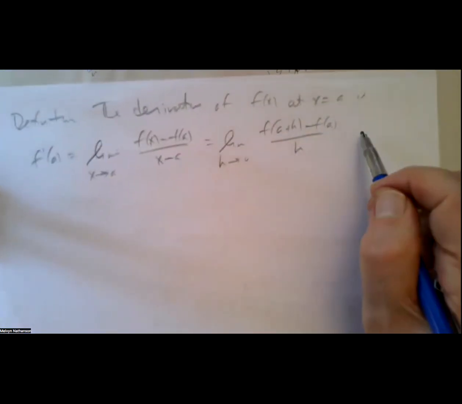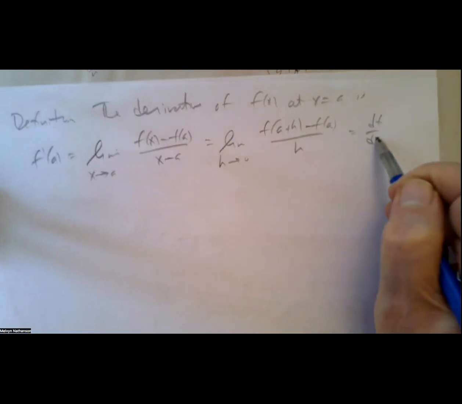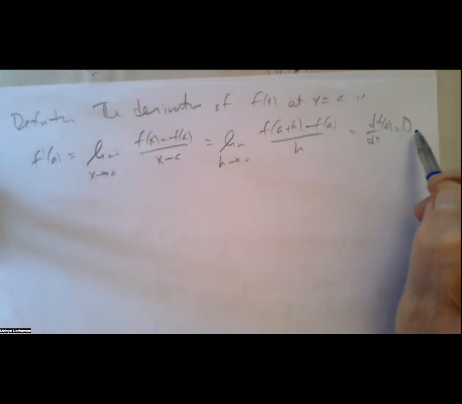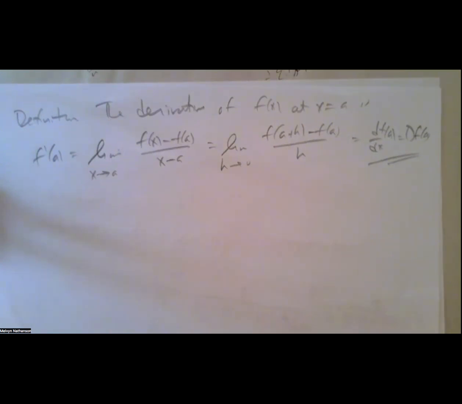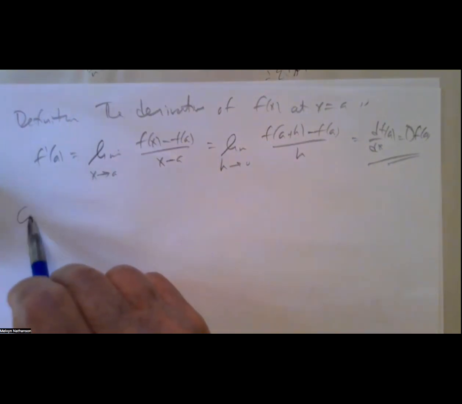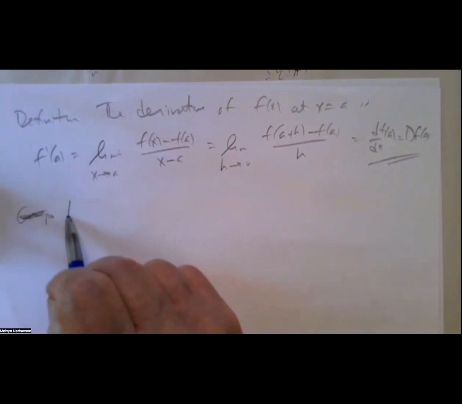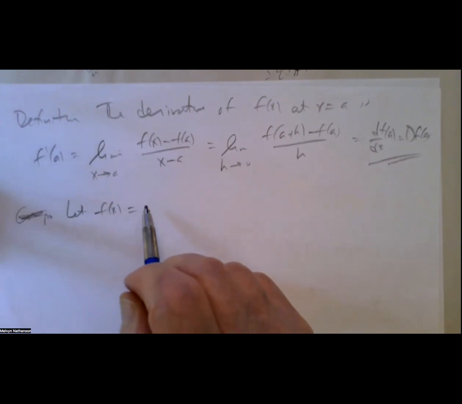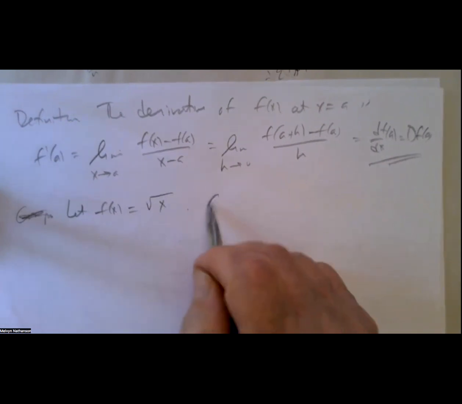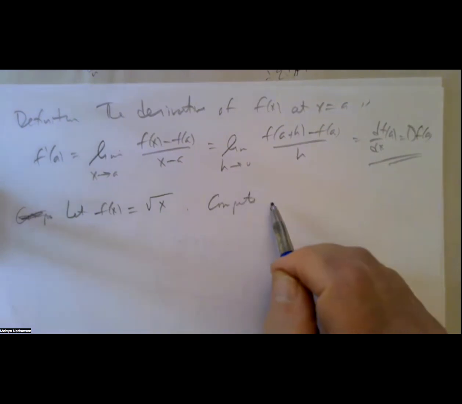This is also sometimes written as df dx at a, or capital D f at a. We'll see these other notations shortly, but there are many different notations in common use for the derivative. So let's compute. Suppose f of x is equal to the square root of x. Compute f prime at a for any a.